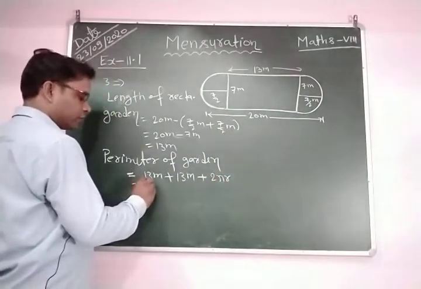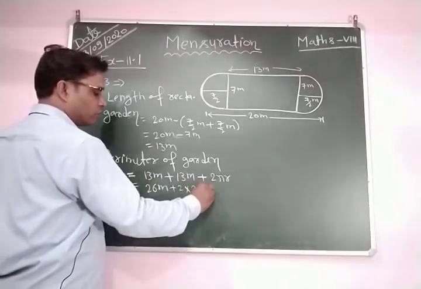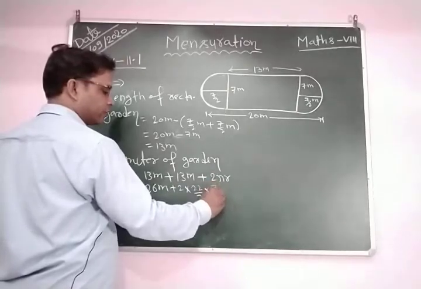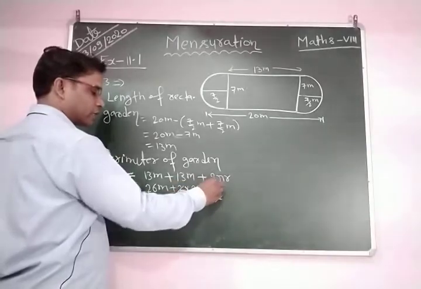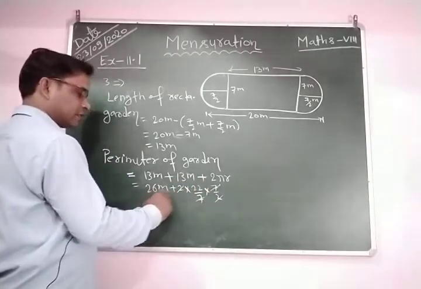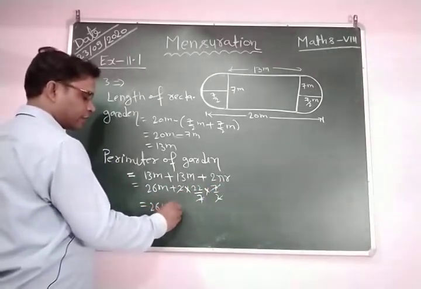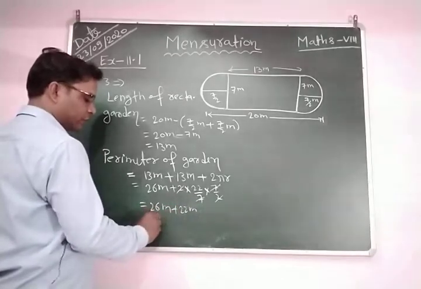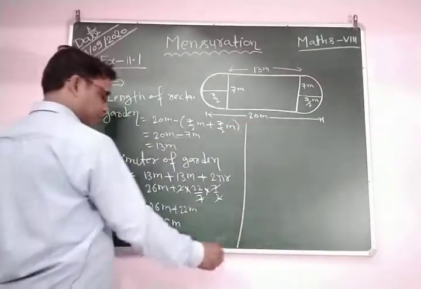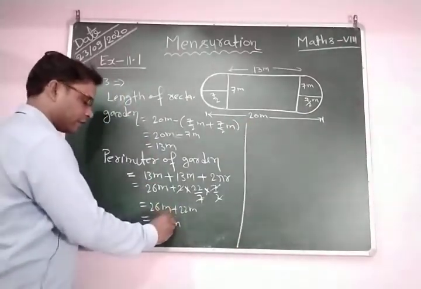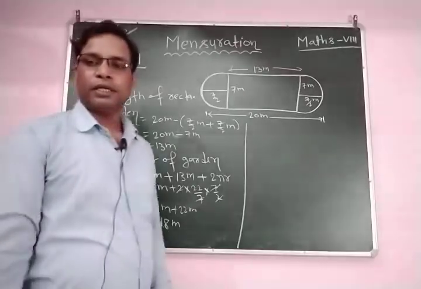So we obtain 26 meter plus 2 into the value of pi, which is 22 by 7, and r is 7 by 2. So here you can see the 2 cancels and the 7s are also cancelled. We have 26 meter plus 22 meter, and this is equal to 48 meter. Clear? So you can see this is the perimeter of the garden. Now you are going to find the area of the garden.